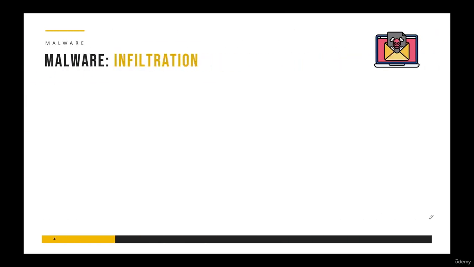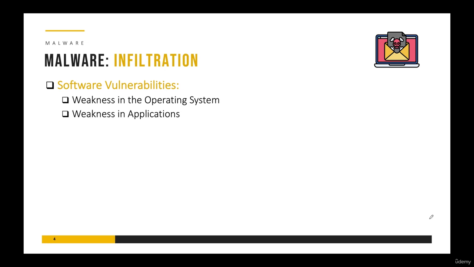Let's see how malware infiltrates your networks and systems. So one reason is software vulnerabilities. If you have any weakness or vulnerability in your operating system, for example in Microsoft Windows or Android, or if there is a weakness in one of the applications that you've installed onto your system, then this may lead to malware infiltration because the malware would be able to bypass the security controls.